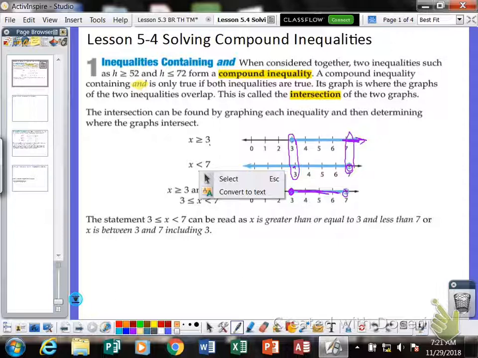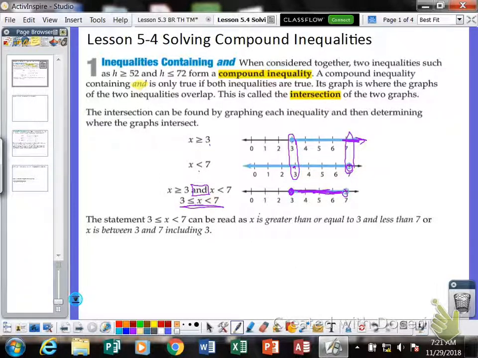Well, what types of numbers are those? 3, 3 and a half, 3 and 3/4, 4, 4 and a half, 5 and a half, 5 and 1/4. All of these numbers that are shaded between the two points, including the 3, would be the solution set. Now, you could graph it, or you could write the compound inequality as x is greater than or equal to 3 and x has to be less than 7. So they have to both be true.